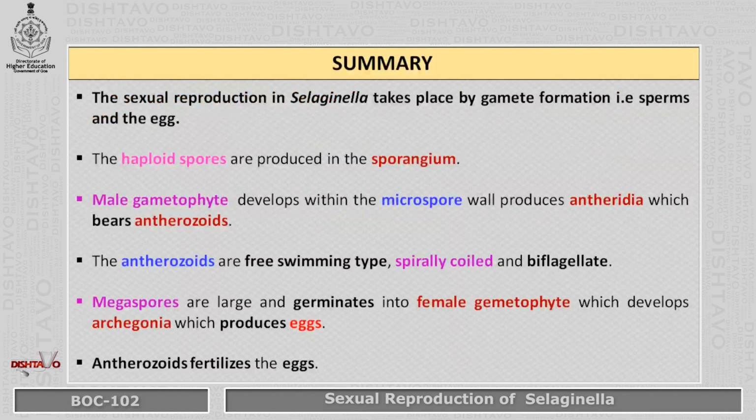Summary: the sexual reproduction in Selaginella takes place by gamete formation, that is sperms and the egg. The haploid spores are produced in the sporangium. The male gametophyte develops within the microspore wall and produces antheridia, which bear anthrozoids. The anthrozoids are free-swimming, spirally coiled and biflagellate. Megaspores are large compared to microspores and germinate into the female gametophyte, which develops archegonia, which produce eggs. Anthrozoids fertilize the eggs and the new sporophytic plant is developed.